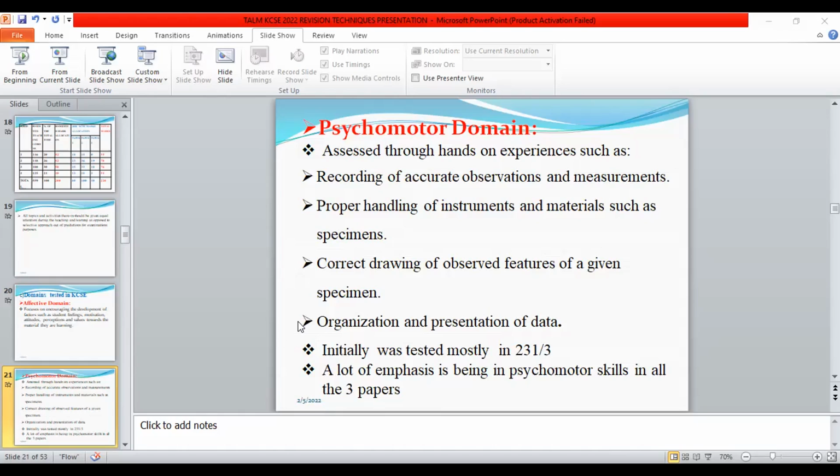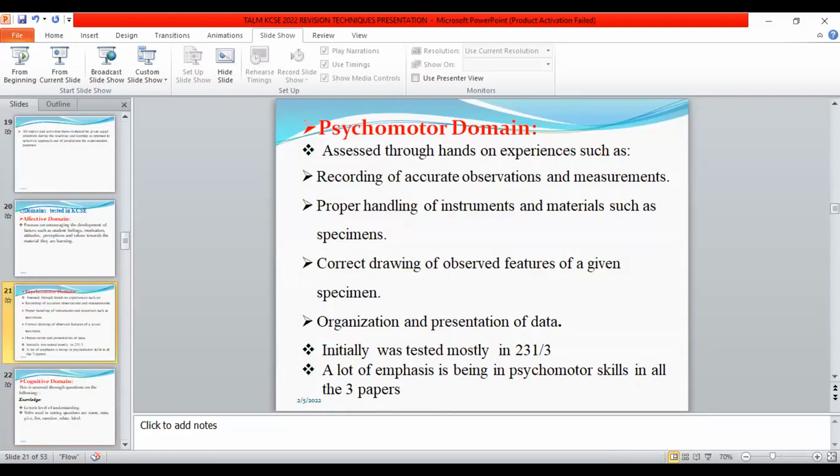So what has been observed today is that a lot of emphasis is being made on practical work in order for the students to familiarize themselves with the apparatus. And this practical work is not only being tested in biology paper 3. It is because of lack of this practical work that we are saying that our learners are just cramming concepts, and this is leading to poor mastery of content.